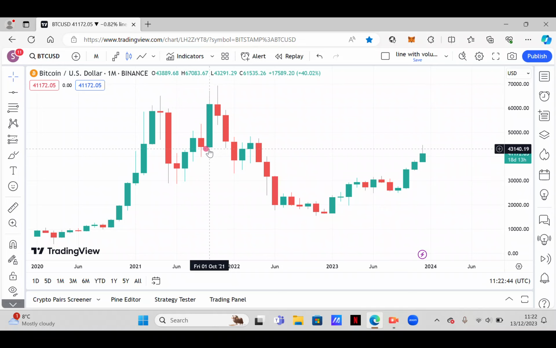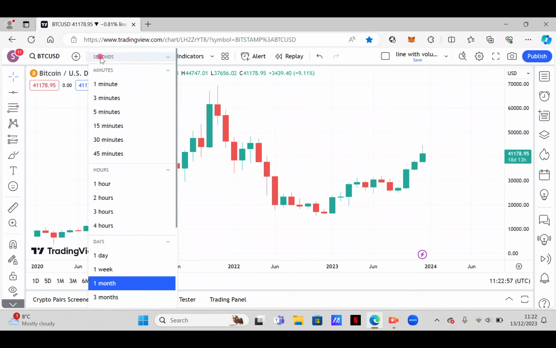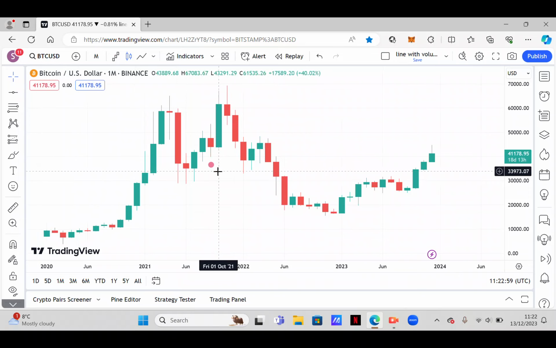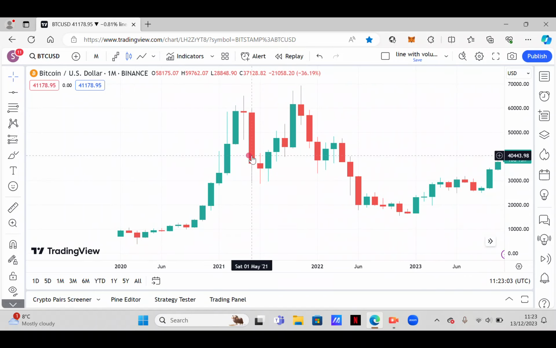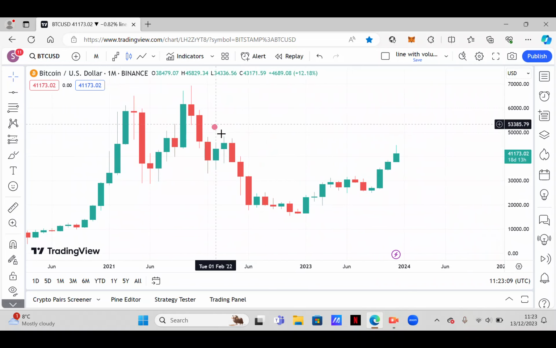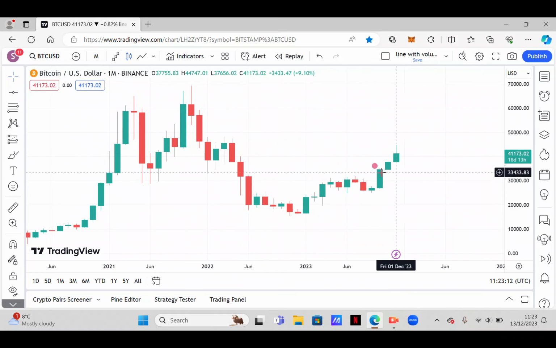So long shadows mean uncertainty. Like the price tried, there was a war here between the bears and the bulls, and the price went all the way down here, and then it was pulled back to here, and so on. The monthly gives you a good indication of where we're going. Okay, this is the monthly from day one. It clears out all the clutter, and here there was a change. And the same happened here.